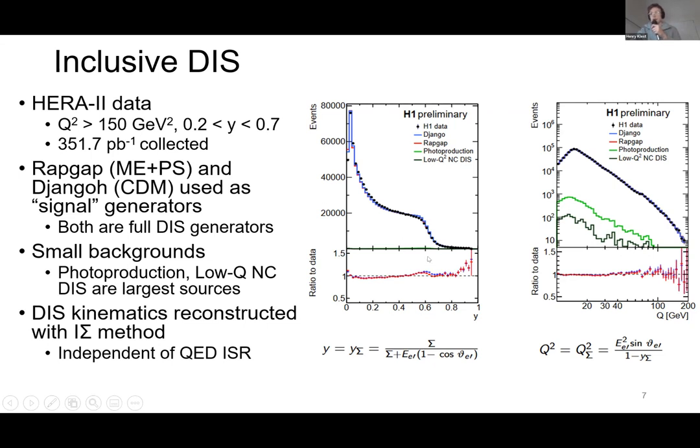The backgrounds for this measurement are quite small. The dominant ones are photoproduction and low Q squared neutral current DIS faking as a high Q squared DIS. And in this case, the DIS kinematics are reconstructed with the I-sigma method, which has the nice feature that it's independent of the potentially damaging QED ISR, which is a pain in the neck when you're trying to reconstruct the kinematic variables generally.